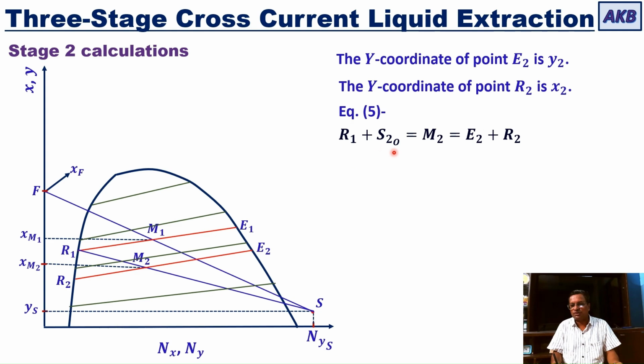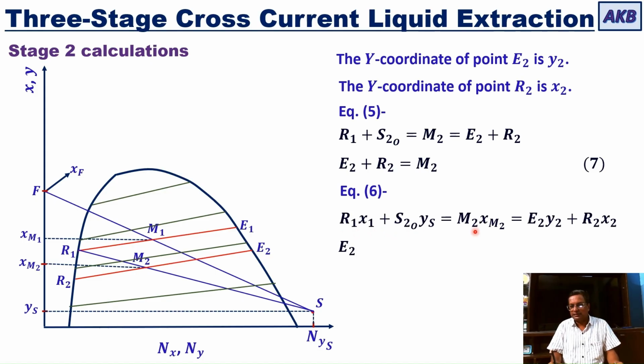Equation number 5, which we had written earlier, is R1 plus S20 is equal to M2, that is equal to E2 plus R2. That is, I can write it as E2 plus R2 is equal to M2. I'll call it equation number 7. Then equation number 6, R1x1 plus S20ys, is equal to M2 into XM2, that is equal to E2 into Y2 plus R2 into X2. So I can write E2 into Y2 plus R2 into X2 is equal to M2 into XM2. I'm calling it equation number 8.